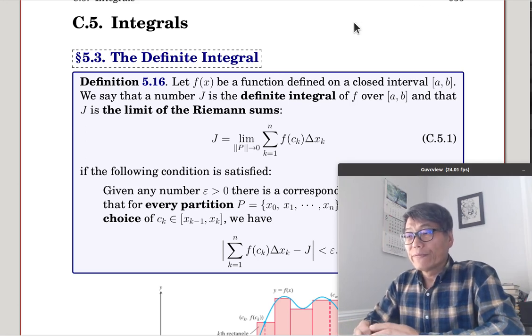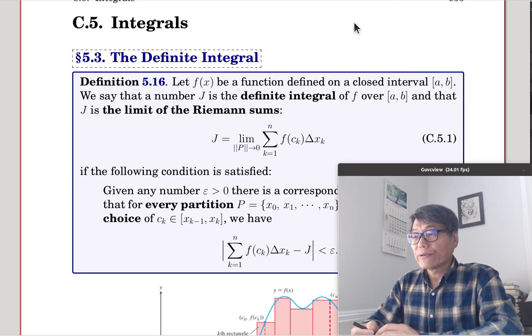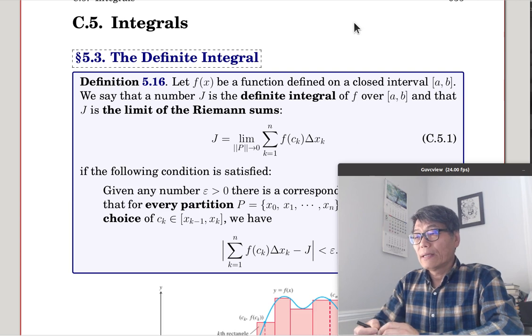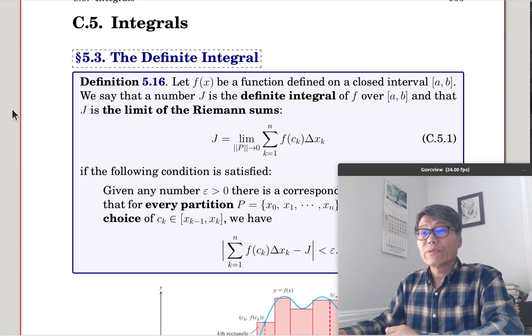This is a review for Chapter 5, Integrals. I selected a few sections from the chapter, and we'll go through these sections and try to solve some examples. Okay, here, section 5.3, the definite integral.